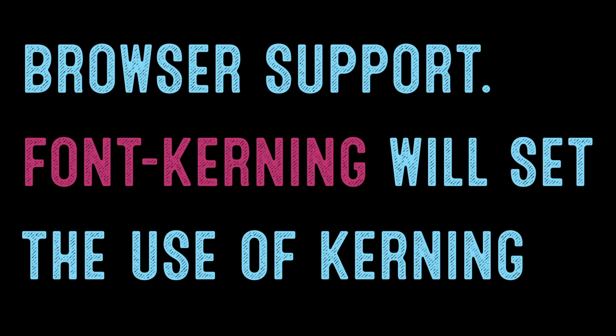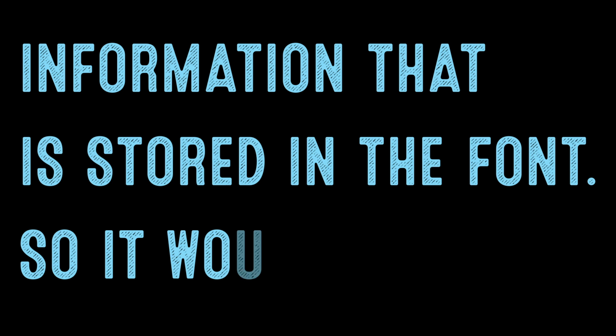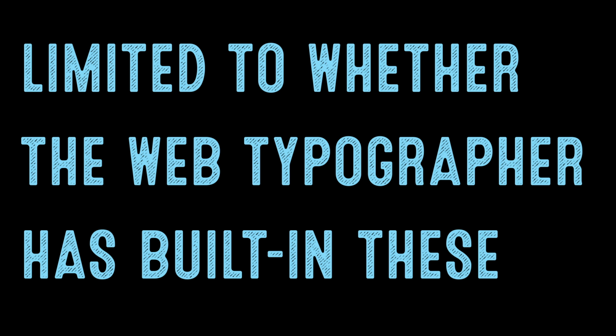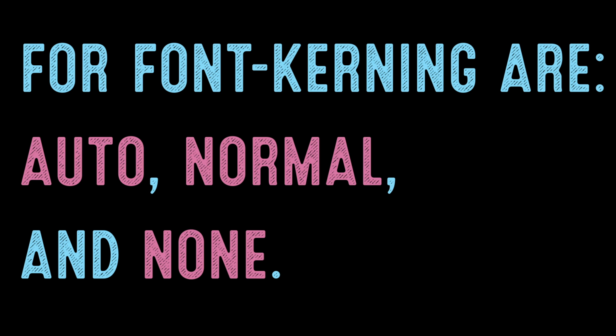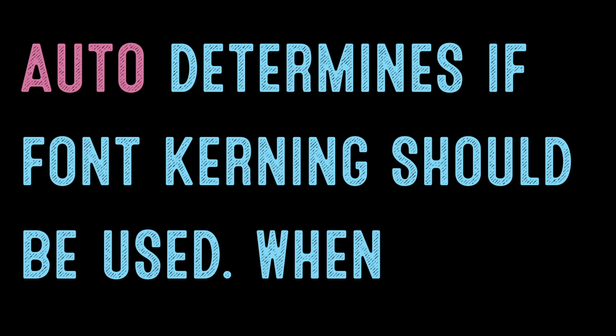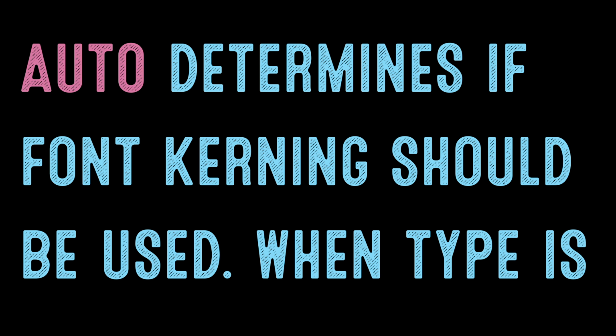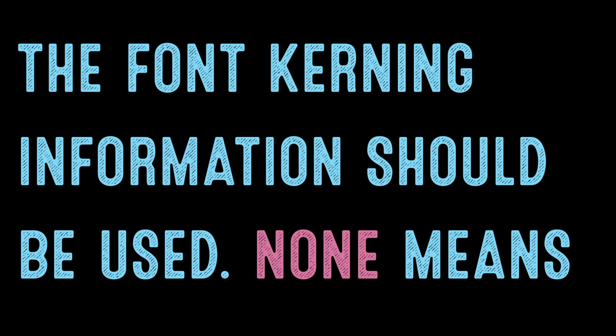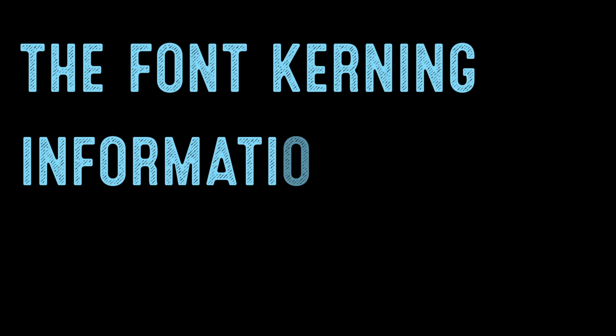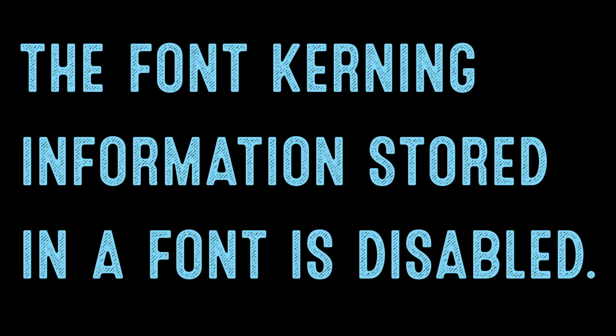Font-Kerning will set the use of kerning information that is stored in the font. So it would be limited to whether the web typographer has built in these settings into the font you are using. The possible values for Font-Kerning are auto, normal, and none. Auto determines if Font-Kerning should be used. When type is displayed at a small size, often browsers disable kerning because this may affect readability. Normal means the font kerning information should be used. None means the font kerning information stored in a font is disabled.